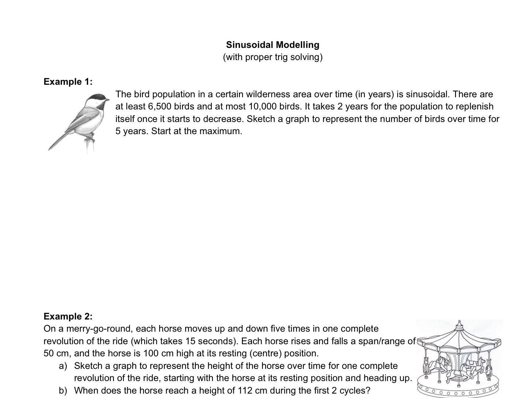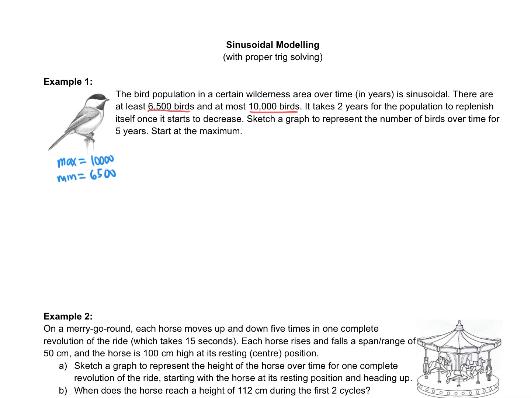The bird population in a certain wilderness area over time in years is sinusoidal. There are at least 6,500 birds. Well, that's already giving me some information there. And at most 10,000 birds. So that statement there has just given me my max and min value. So my maximum is 10,000 and my minimum is 6,500 birds.